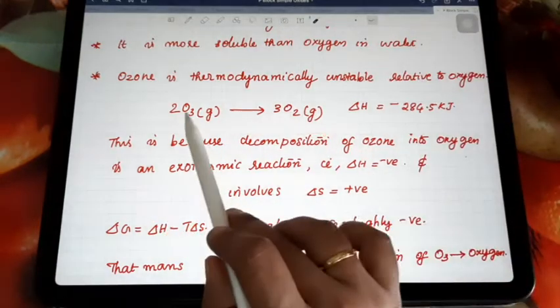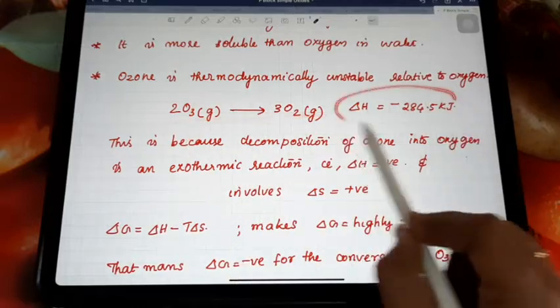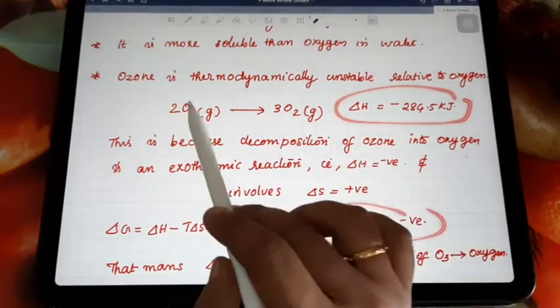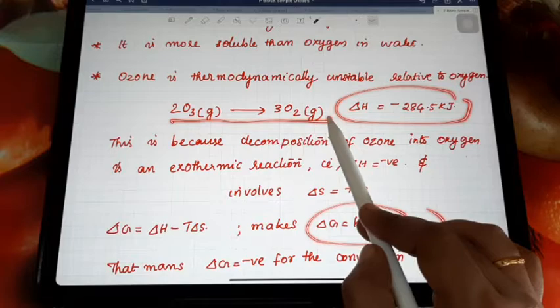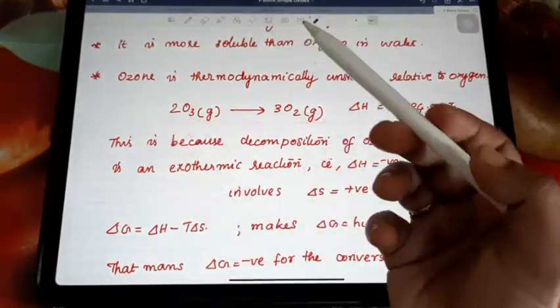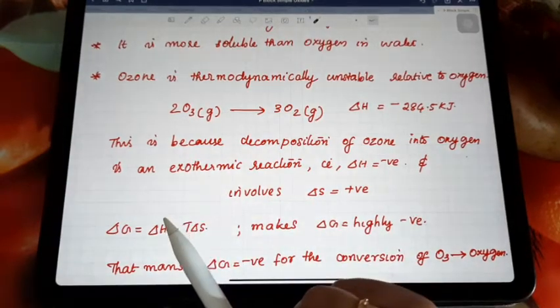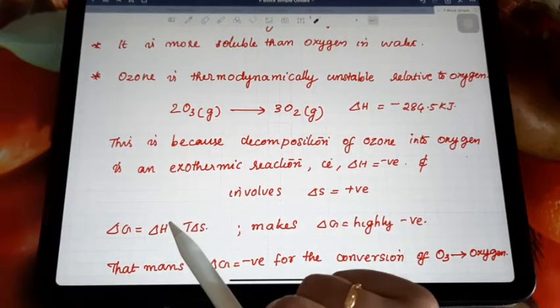That's why we are saying that it is thermodynamically unstable, because of these values and all these assumptions, we can say that this reaction is occurring. When this reaction occurs, there is a chance of instability of this ozone. So ozone is said to be thermodynamically unstable.